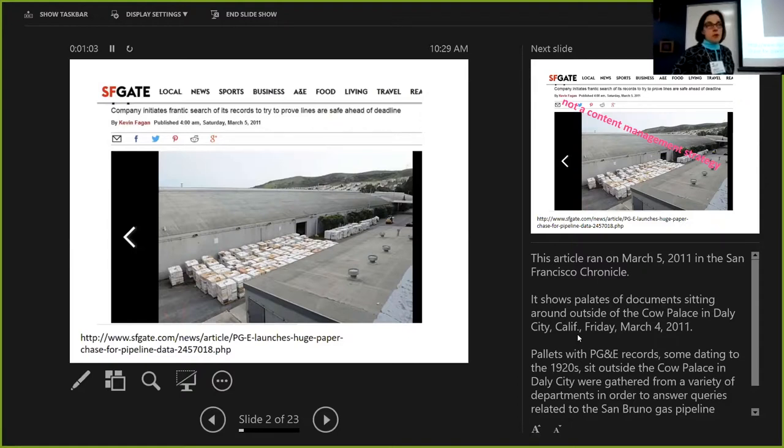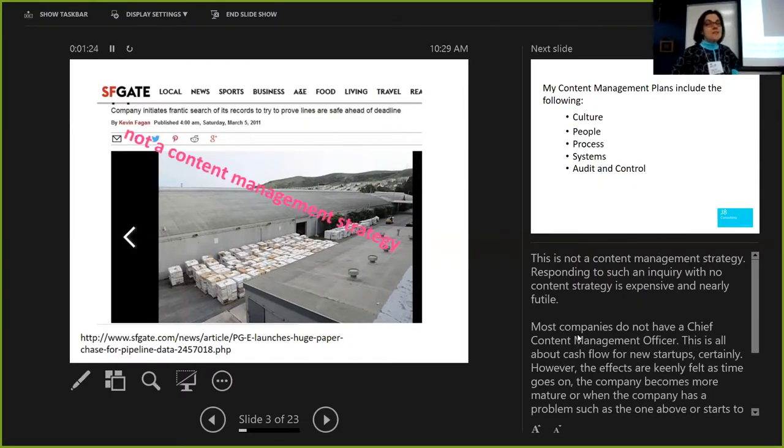They didn't have them in one location. They had to go to every department and say, give us everything you have on any gas pipeline. And then they brought them to the Cow Palace, hired 400 people to work 24 hours a day, because this is March 4th, and they had to respond to the PUC by March 15th. This is not a content strategy.